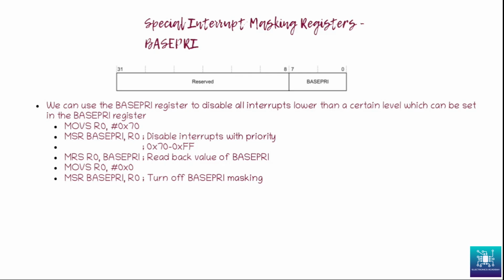In BASEPRI, you can actually set whatever priority you want, below which all the interrupts are going to be disabled. So say you want to disable interrupt priorities from 0x70 to 0xFF. So 70 to FF in the interrupt vector space will all be disabled, and only the interrupts above that are going to be serviced.